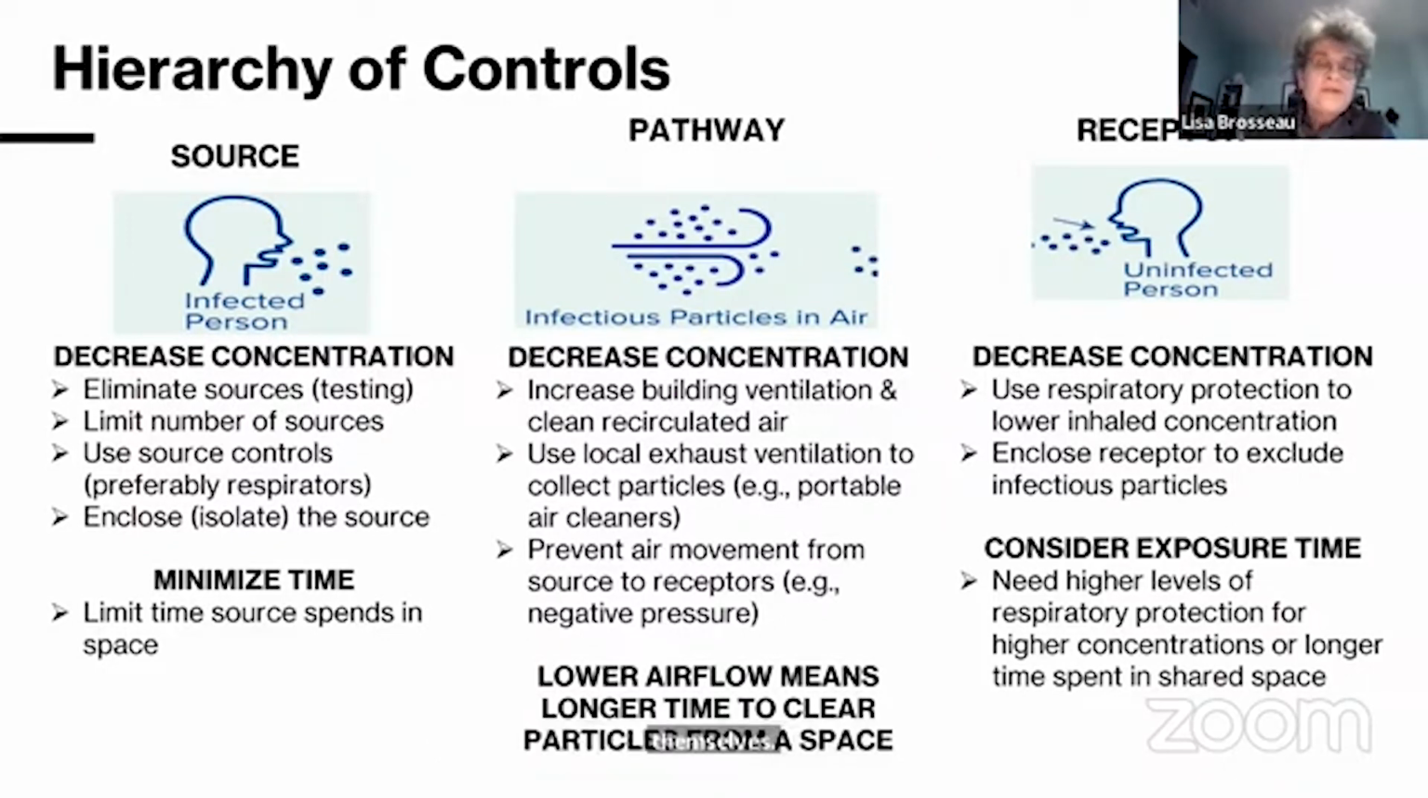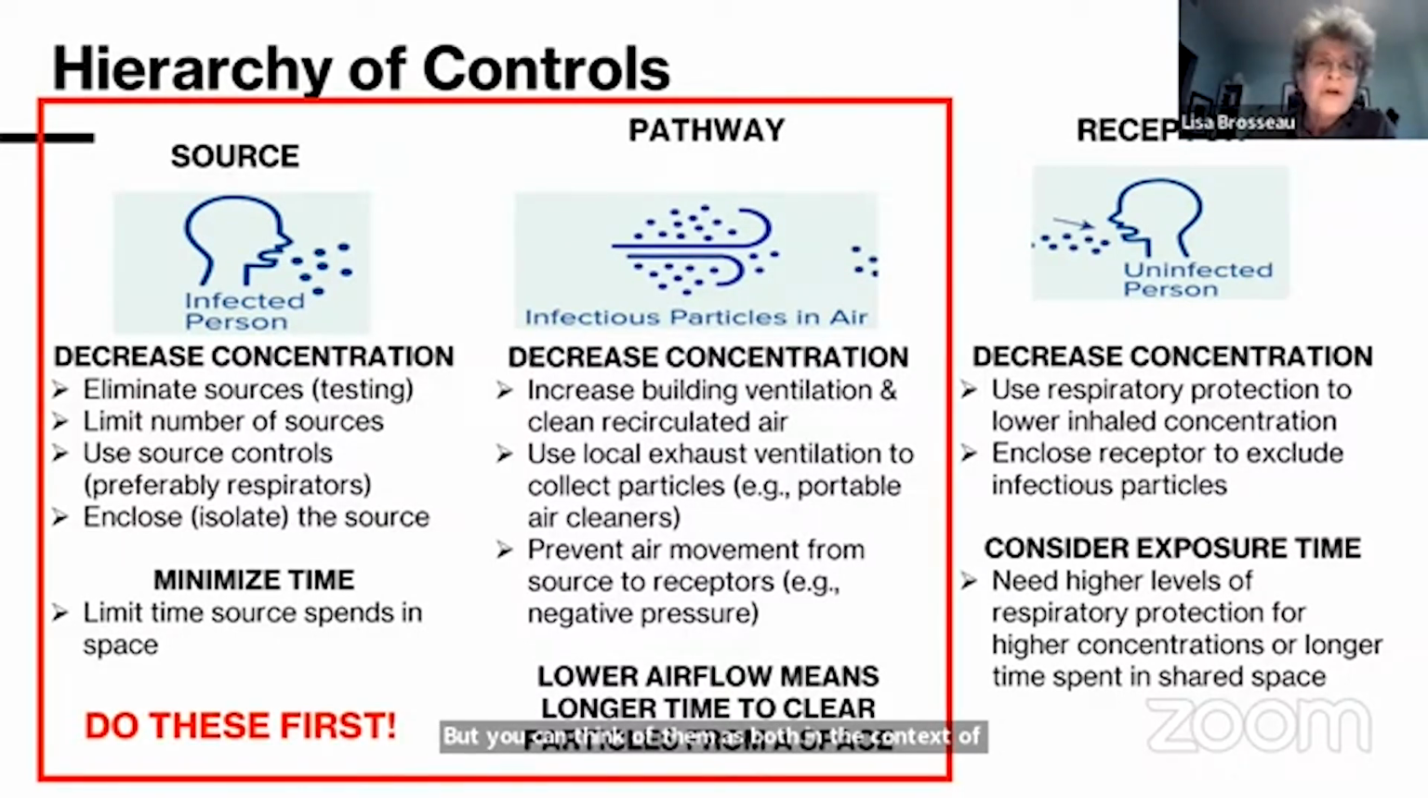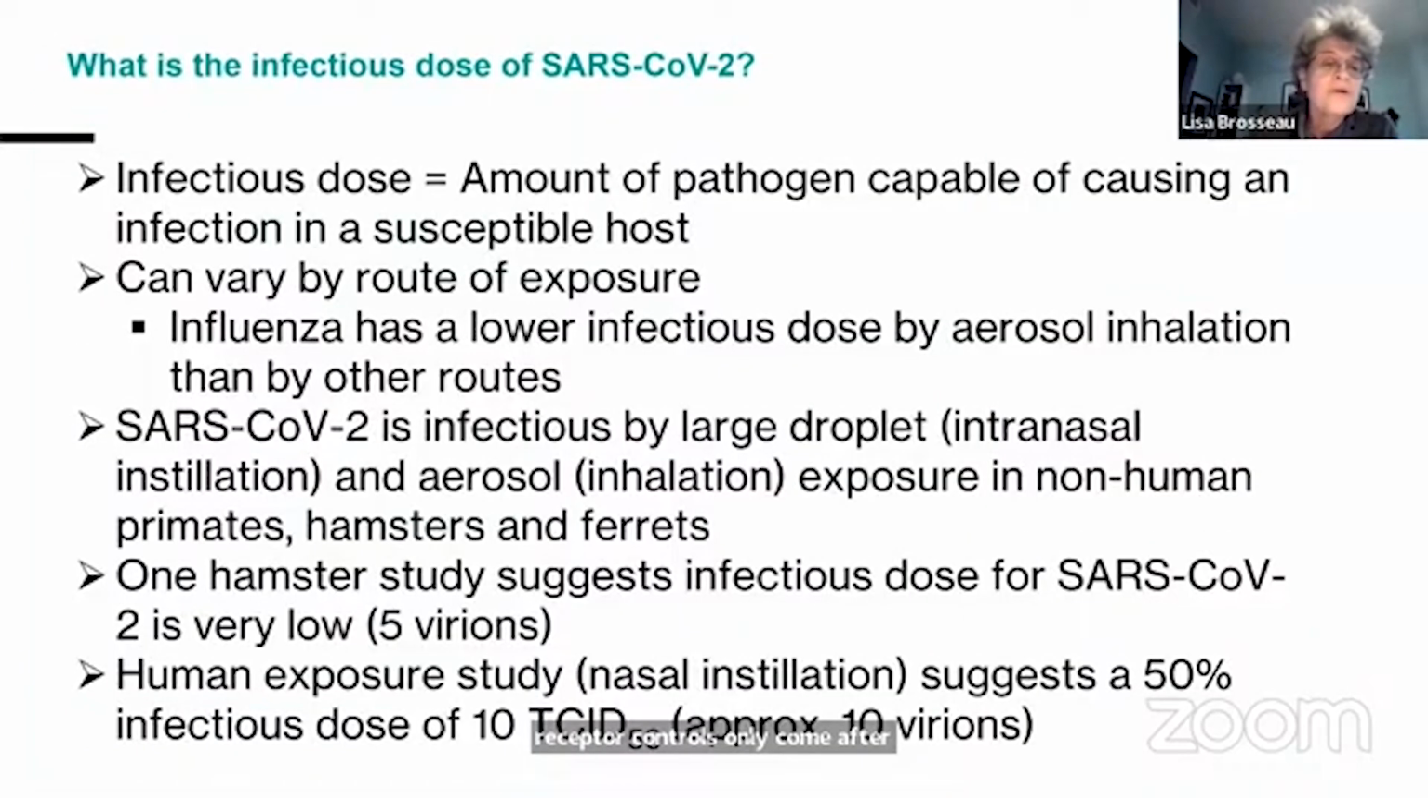Receptor controls are basically personal protective equipment, and I focus largely on respirators because I know how well they work and I know how well other things don't work. But you can think of them in the context of both concentration as well as time. And of course, the hierarchy says, and control banding would point in this direction as well, do the source and pathway controls first, and receptor controls only come after you've implemented as many of the source and pathway controls.